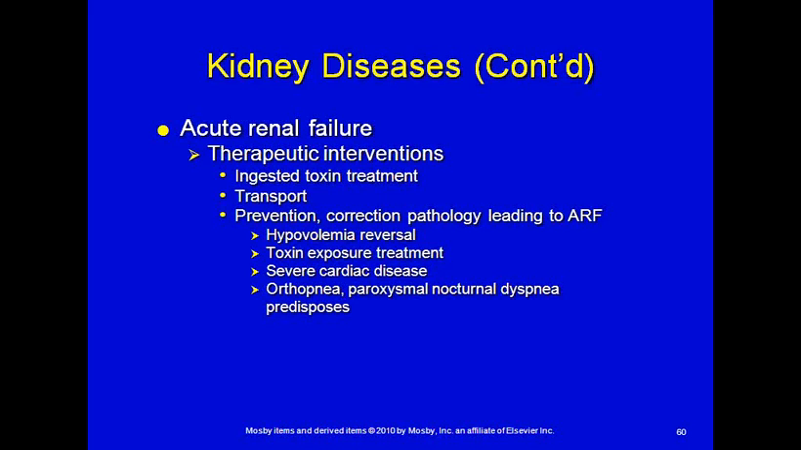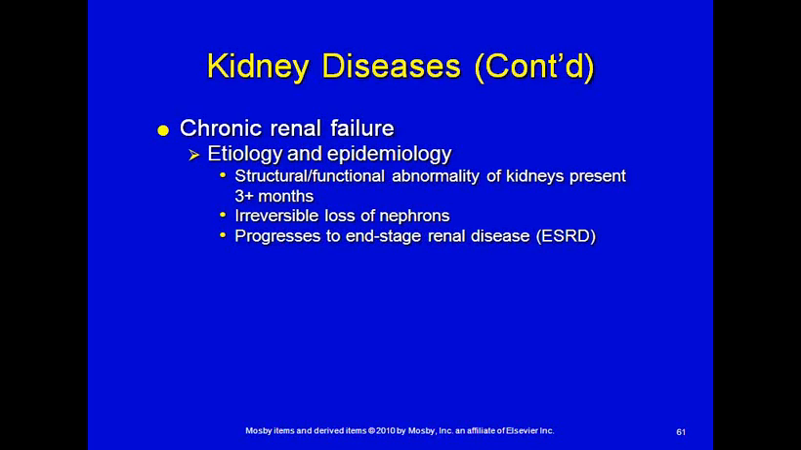Patients with acute renal failure may develop orthopnea. They're unable to breathe lying flat, or they may get PND, which is paroxysmal nocturnal dyspnea, a shortness of breath that comes on suddenly at night. So this patient might be propped up on pillows, doing fine, and then all of a sudden wakes up unable to breathe and ends up calling 911. So that might be an indication of acute renal failure as well.